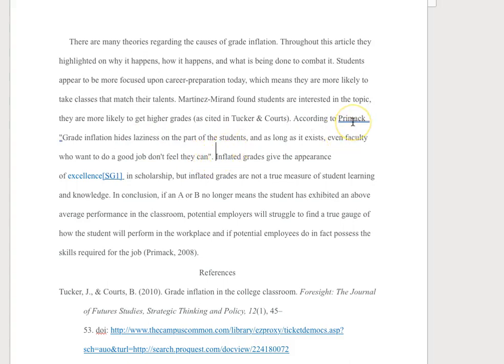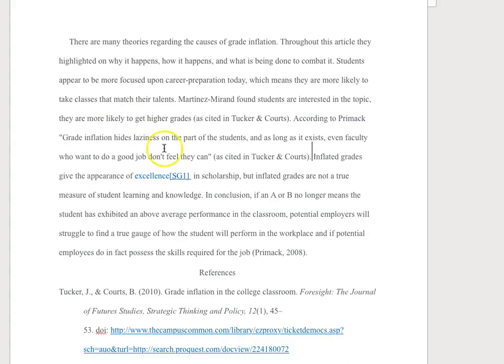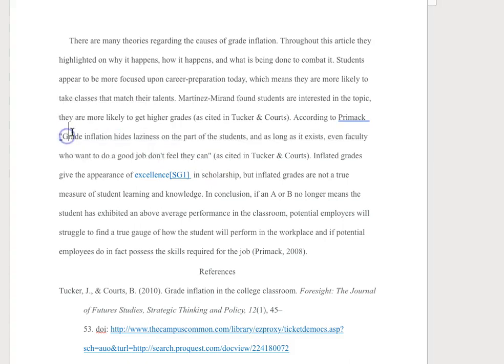We know that Primac, we think, is in this article. We need to do an as cited piece. Let's go here, parenthesis, as cited in Tucker and Quartz, period. Now, when you have a quotation like this, first of all, you don't have to capitalize the G. You need to put the page number. So that might have been page, how many page numbers is that? 45 to 43? Suppose it was page 46. And that would be correct.